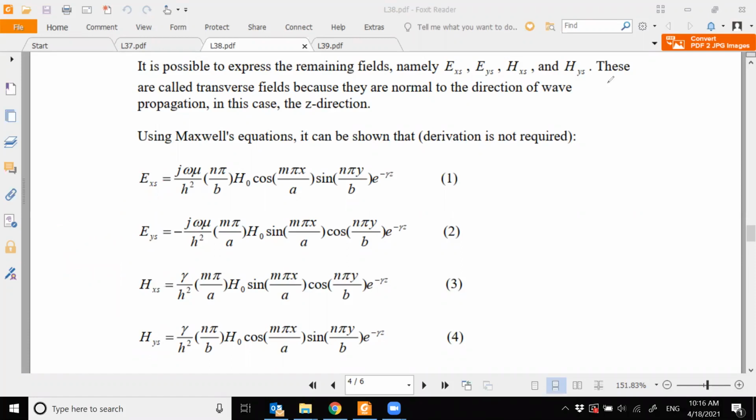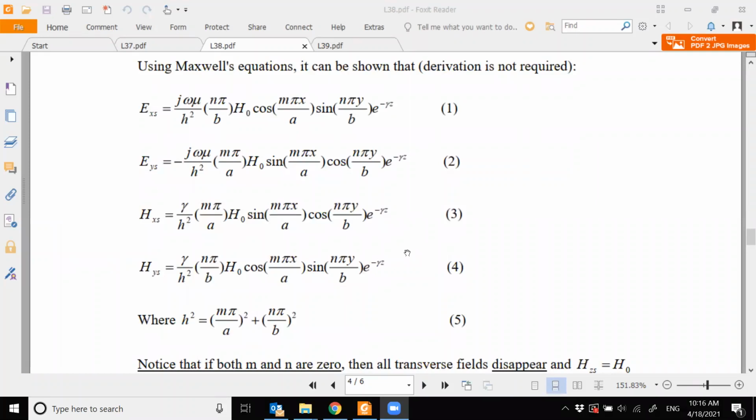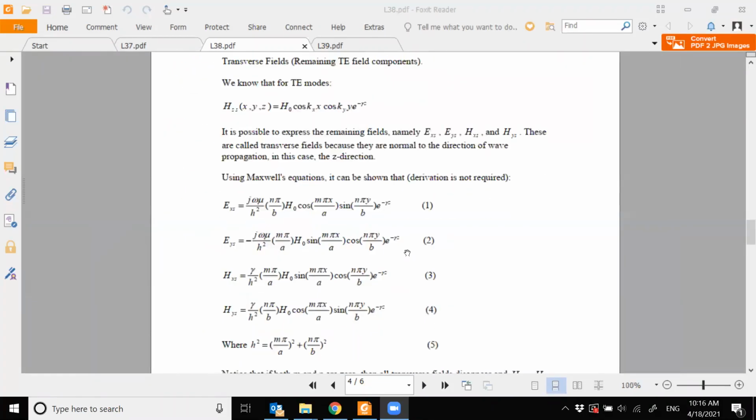See how they look. If you compare them, they are all propagating in the Z direction. And they are transverse in the transverse plane. Here, this is a function of X and Y, and it is cosine. But here, it's a function of cosine and sine, function of X, function of Y. This is sine cosine, and this is again sine cosine, and this is cosine.